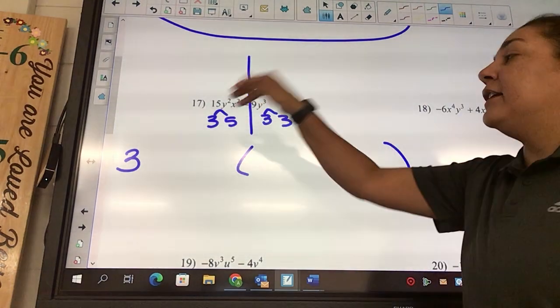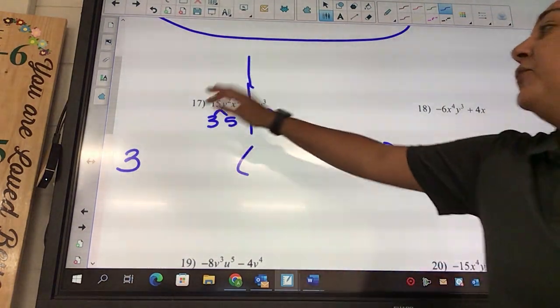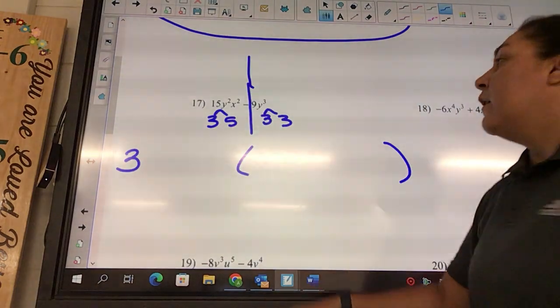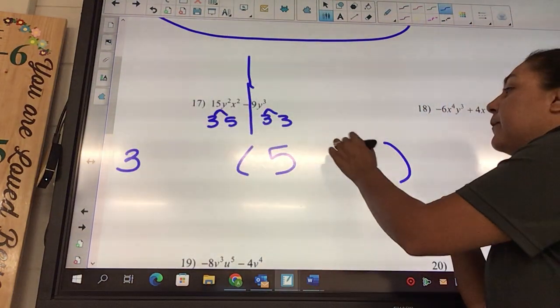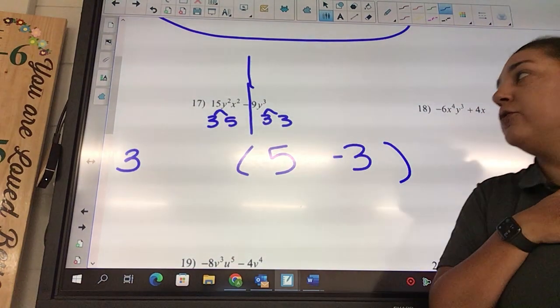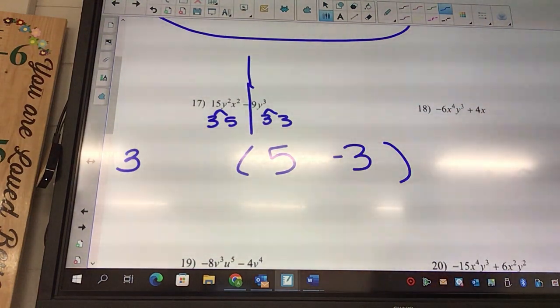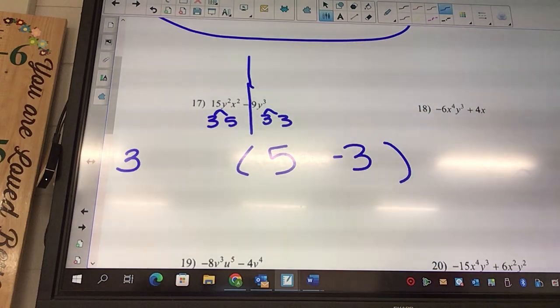So 15, and we're still doing the same steps. 15 divided by 3, 5. 9 divided by 3 is 3. Then drop your signs just like you normally would. So far that's all 100% the same. Nothing crazy, nothing happening.